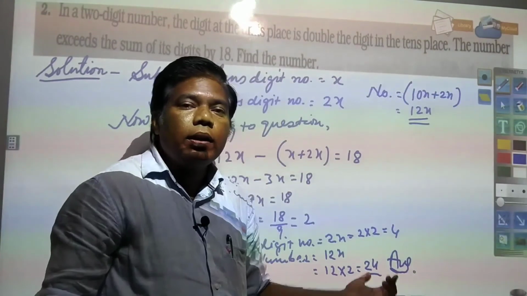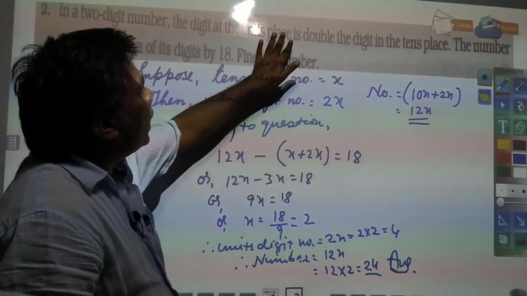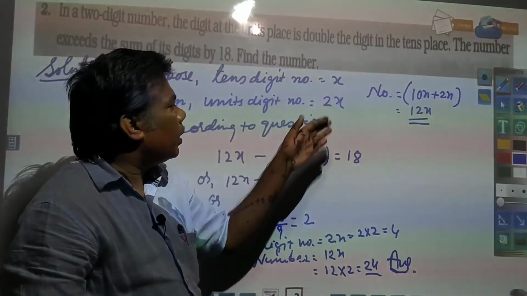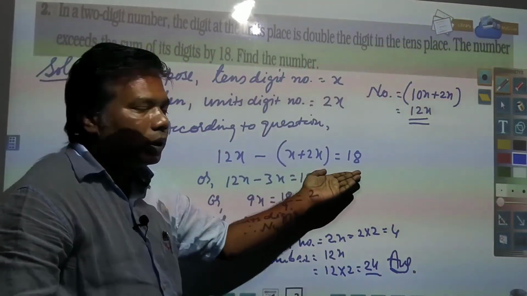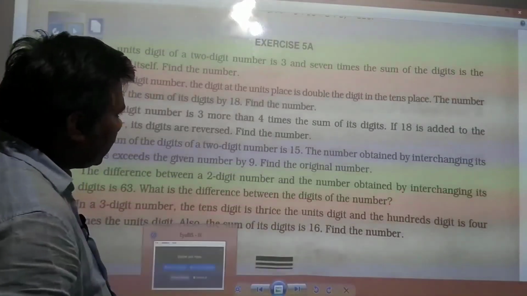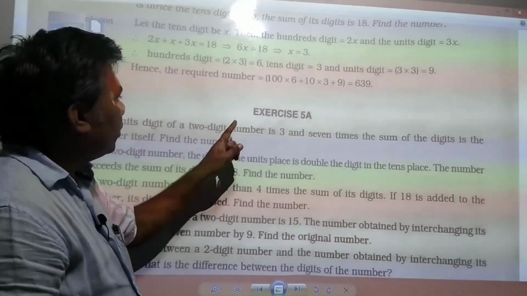So in this way this is required to be done. You need to understand the question, then you need to assume the variable, and then you need to form the equation, then only you will be able to solve the question. So in this way we have completed the solved examples and 2 questions from exercise 5A.